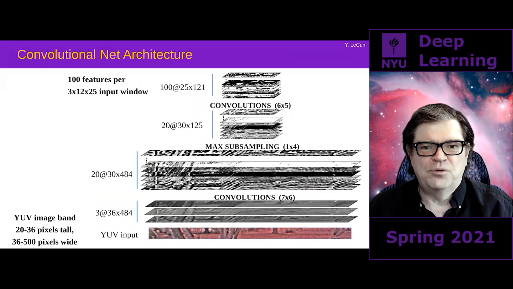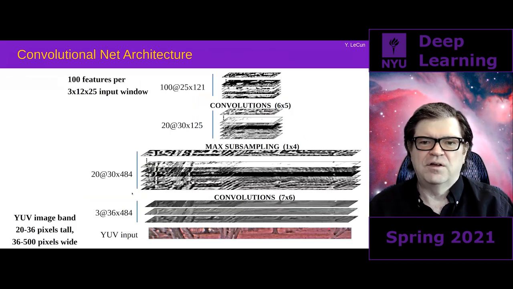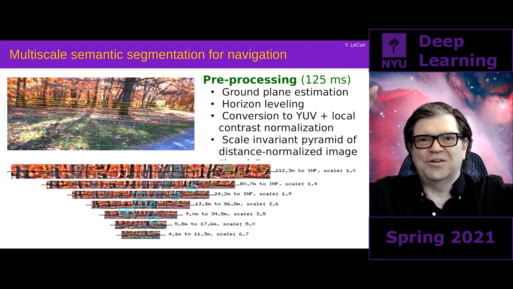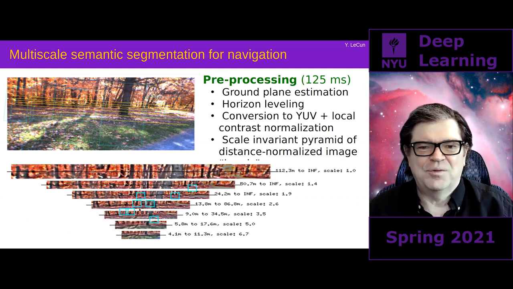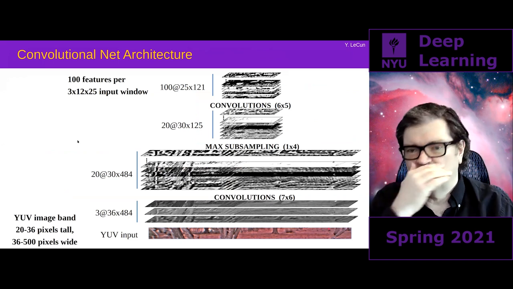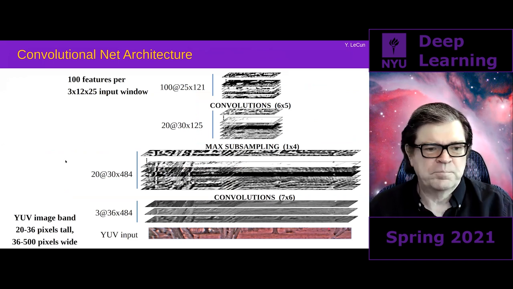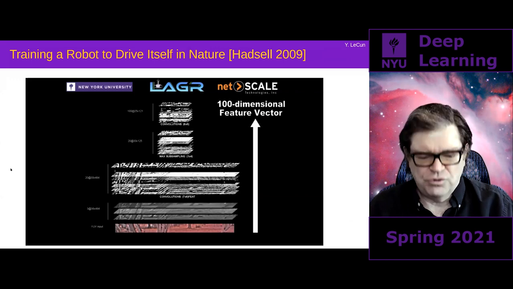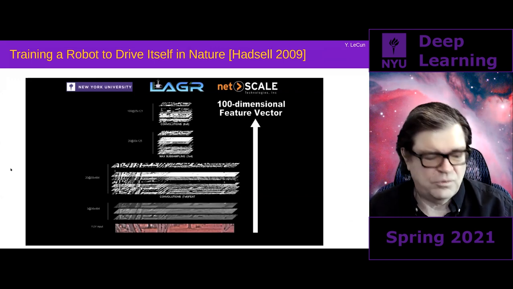I'm going to spare you the details. This is the architecture of the convolutional net. It actually looks at images that are kind of bands, more or less centered on the horizon, because it doesn't need to look at the sky and anything else, at multiple scales. So it uses this multi-scale idea that I told you about earlier. And this is a video that shows how the system works, more or less.